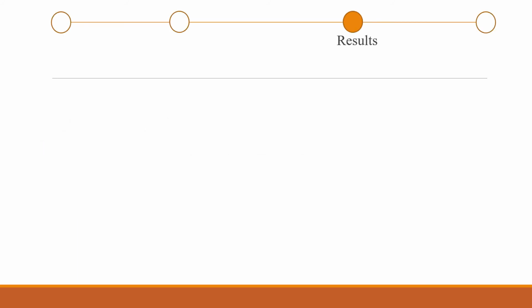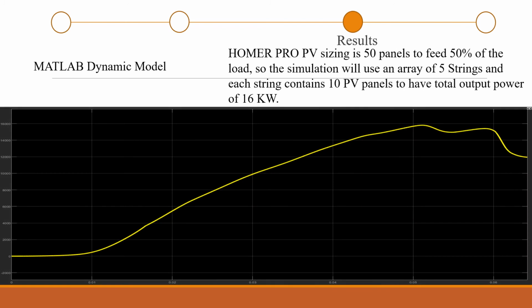In this part we will discuss the final results of the dynamic simulation, which is done by Simulink. Homer Pro PV sizing is 50 panels to feed 50% of the load, which is a big house in Canada. So our simulation will use an array of 5 strings, and each string contains 10 PV panels to have total output power, as shown in the next figure, of 16 kilowatts in steady state and after the transient response.